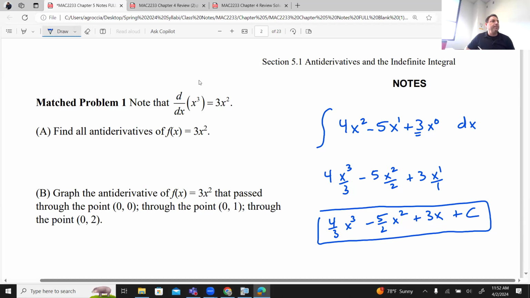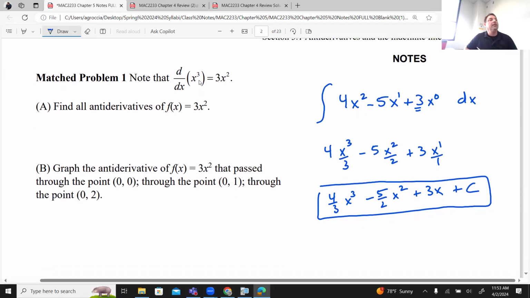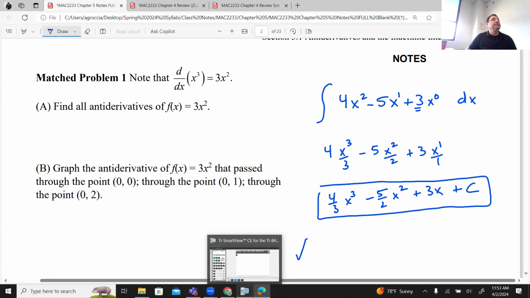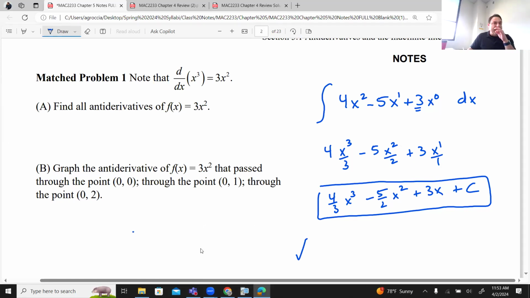Are we okay? Now, can we check this? And the answer is yes. If you take the integral to find the original, how can I check it to make sure that's correct? Take the derivative. Now, I'm not going to check all of them, but you can check all of these. Be careful, those that are bad with fractions. When you take the derivative of this, 3 times 4/3 is 12/3, which is what?